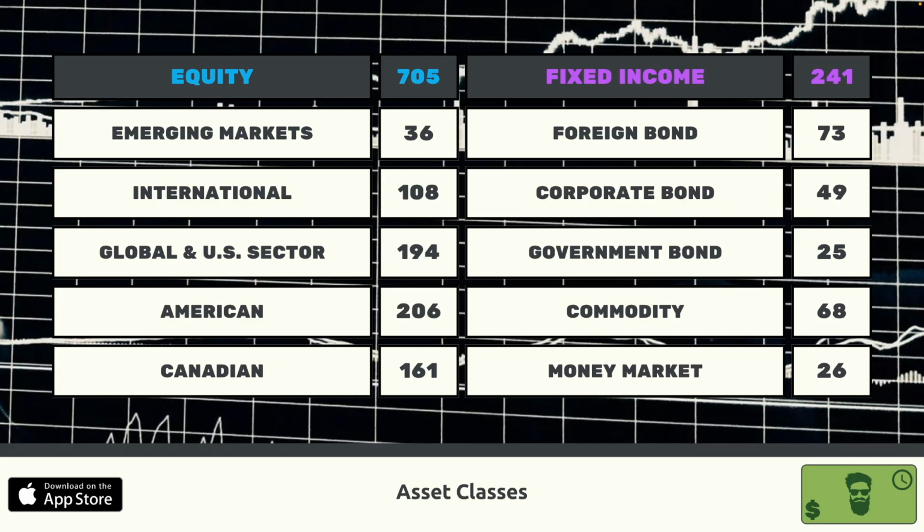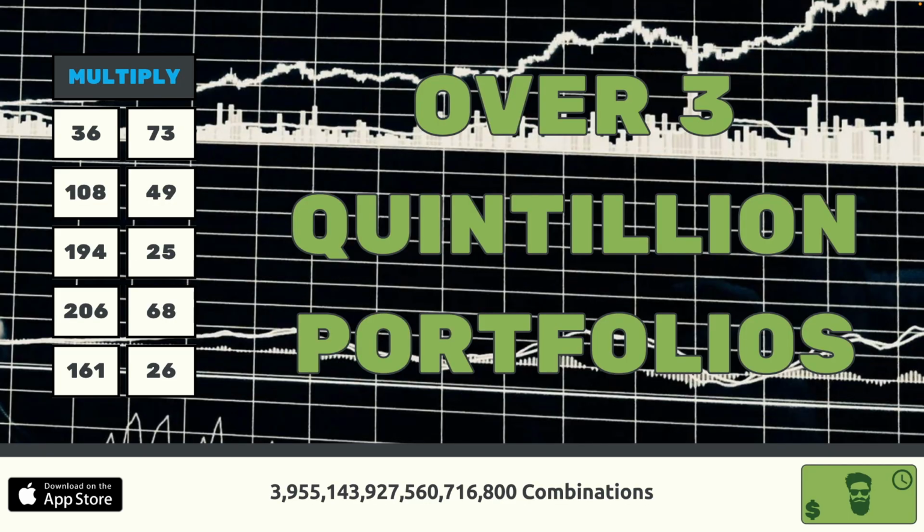In these 10 asset classes, there's almost 1,000 ETFs. When you let a robot help you pick the best one, it's going through over 3 quintillion combinations to help you build the best portfolio. You figure this out by multiplying the number of ETFs in each asset class together.